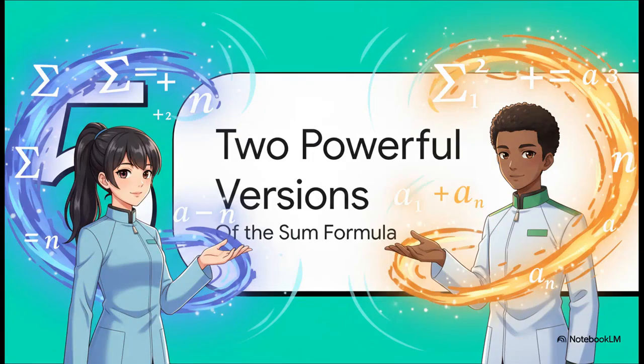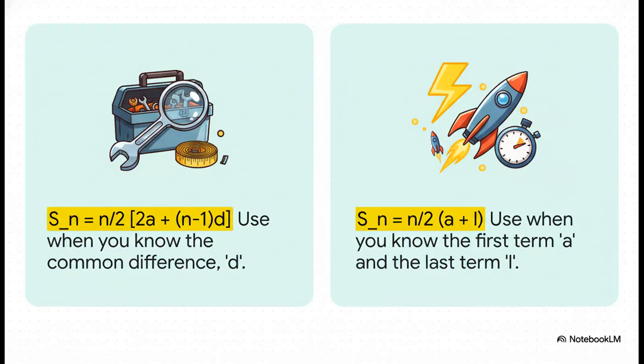Now, the formula we just used is an absolute workhorse. It's fantastic. But it has a sibling. There's a slightly different version that can be a real game changer in certain situations. Let's check it out. The formula on the left is the one we built. It's your go-to when you know the first term A, the common difference D, and how many terms N you're dealing with. But look at the one on the right.